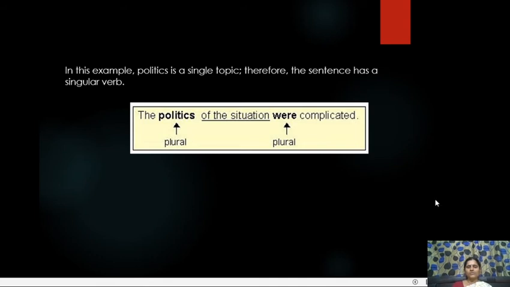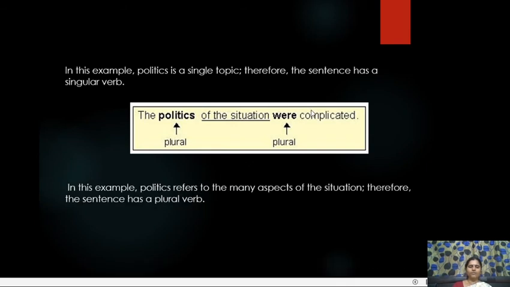The politics of the situation were complicated. Here, politics is used in the plural form, and so we have got a plural verb. Politics refers to many aspects of a situation. Therefore, the sentence has a plural verb. So you have to understand the meaning of that, then accordingly you have to make use of the verb.